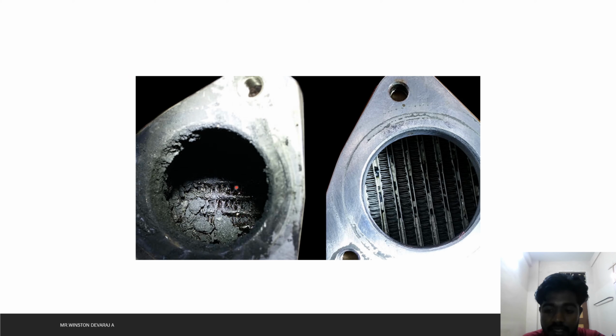Here we can see that this is the EGR cooler. So these are the deposits. This deposit will reduce the heat exchanging efficiency of the EGR cooler. That is a major concern here.